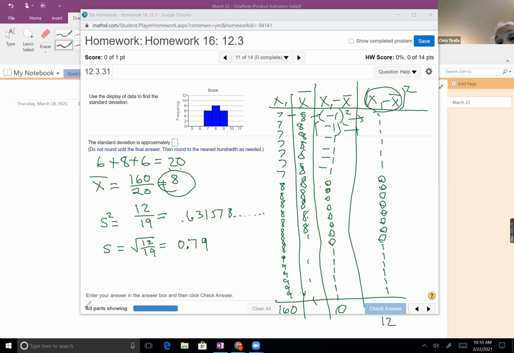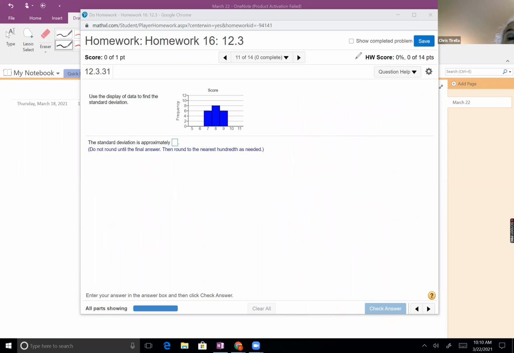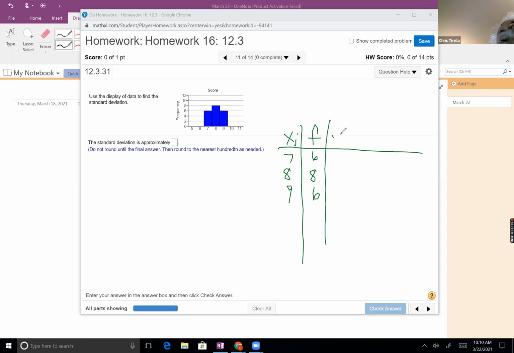Can I erase this table? So we could say my values are 7, 8, 9, but they each have a frequency of 6, 8, 6. Then I have to take the value and multiply it by the frequency: 42, 64, 54. Add those up. That'll give us our mean. The total of this is 20.